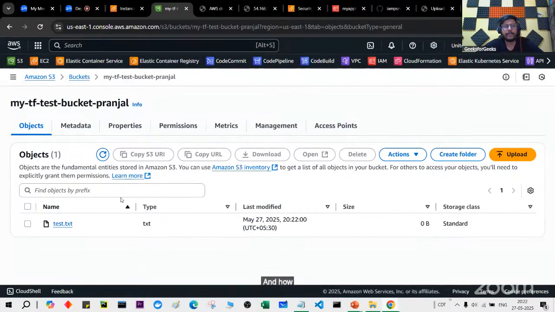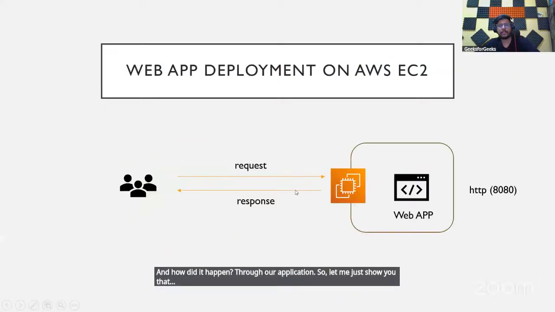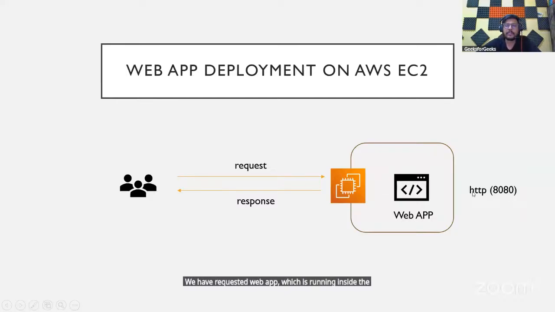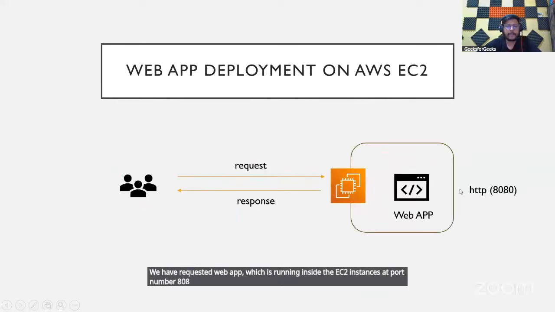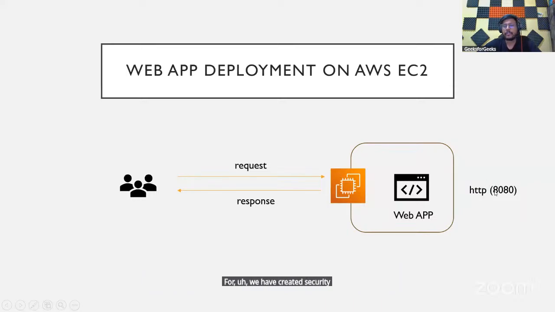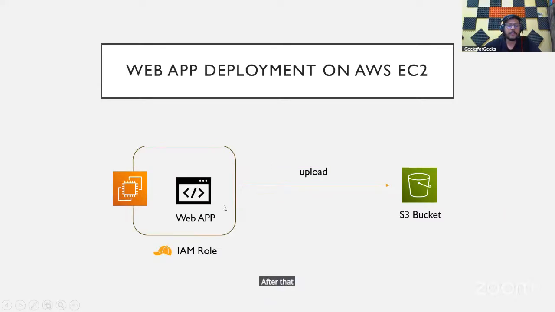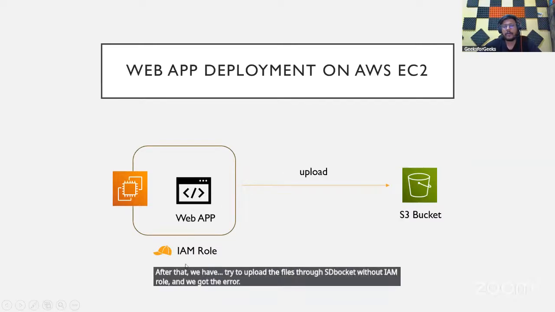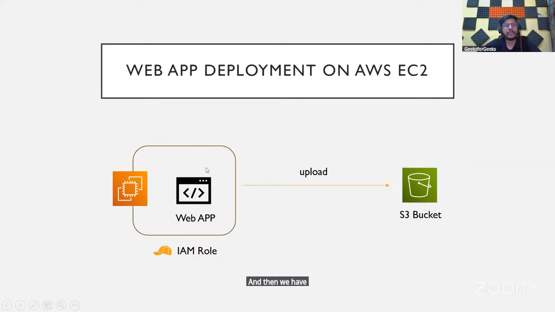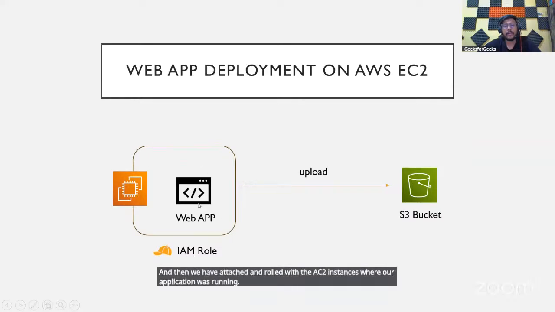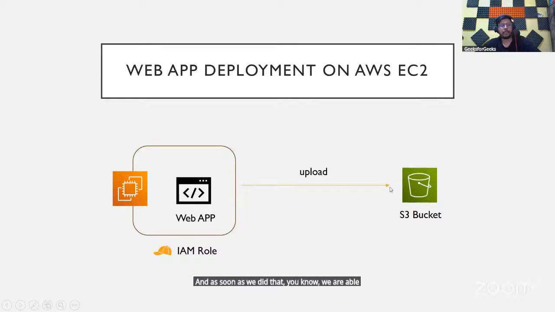And how did it happen? Through our application. Let me show you that PPT once again. So this is us. We have a web app running inside the EC2 instances at port number 8080. We have set up the security group for that purpose. We created a security group rule so that we can access our application running at port 8080. After that, we tried to upload the file to the S3 bucket without the IAM role, and we got the error. Then we attached the IAM role with the EC2 instances where our application was running, and as soon as we did that, we were able to upload our file.